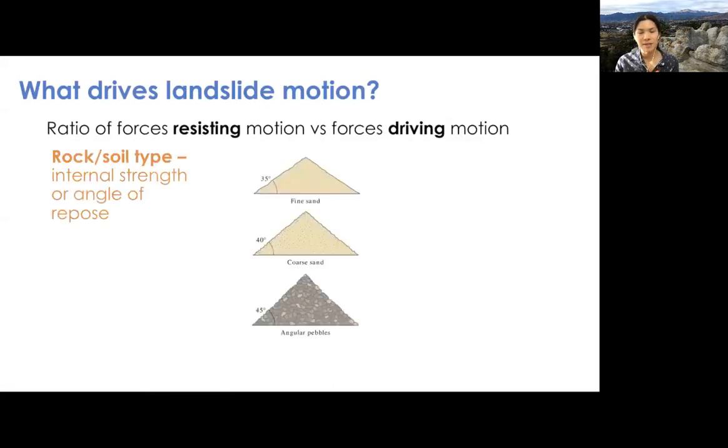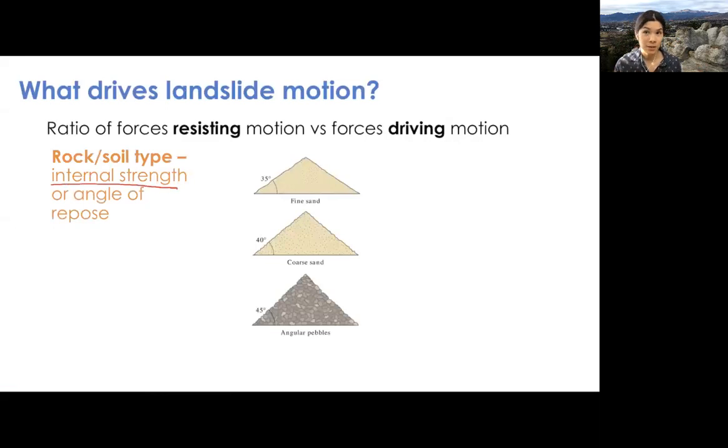The first of these, which is resisting the motion, is simply what the rock or the hill slope is made of. What size is the soil in the hill slope? This is important because it lends itself to the internal strength of that rock or soil. A nice way to think of the internal strength is to think of the angle of repose. If you were to stack that soil material by itself, completely dry with no vegetation, in a pile, what is the angle that that pile forms?